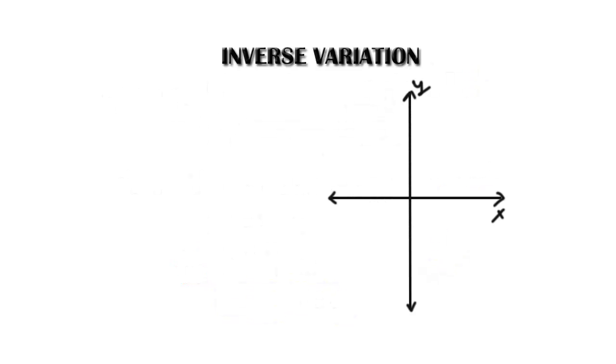Let's take a look at the inverse variation equation again. y equals k over x, all right? And I want to find out what the graph looks like on the coordinate plane here that we have. So let's pick some values for k. Let's say k is greater than 0. When k is greater than 0, when you graph this, it's going to look something like this.